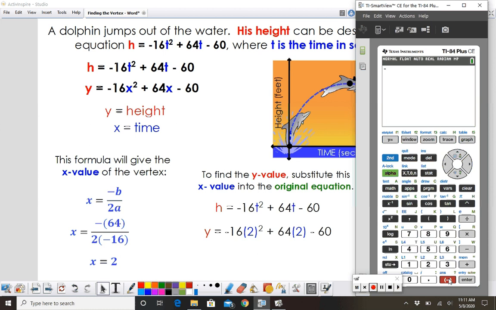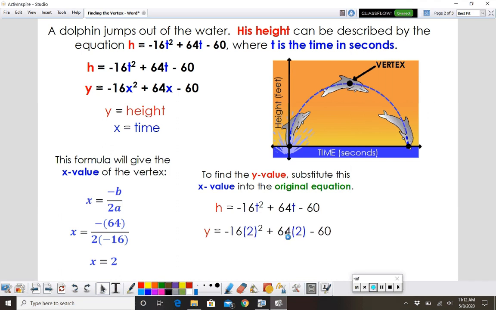So if I go negative 16 times 2 squared, I'm going to use my parentheses here, 2 squared, plus 64 times 2 minus 60. So see, in this calculator, you can just put the whole equation in. Just be real careful with your positives, your negatives, and your pluses and your minuses. And then you hit enter. And you find your answer is 4. So what that means is y equals 4.